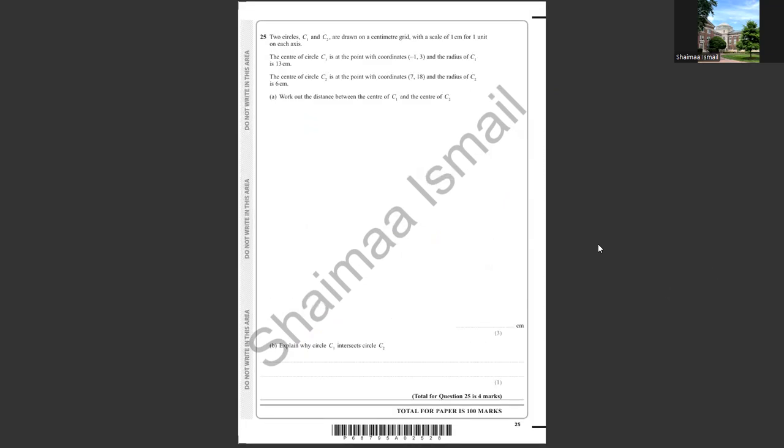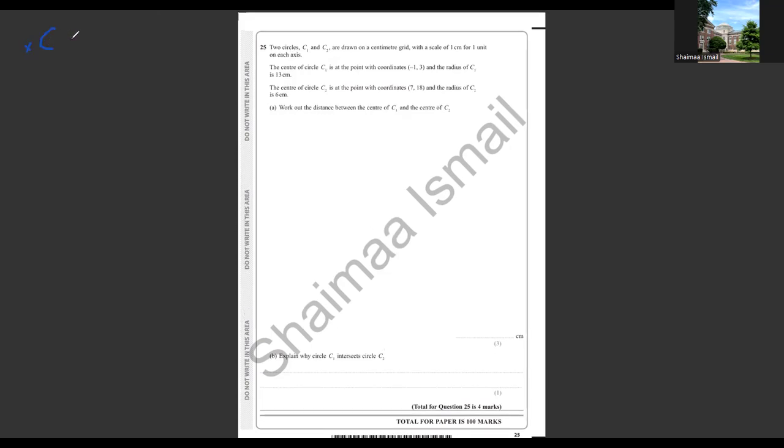25. Two circles, C1 and C2, are drawn on a centimeter grid with a scale of 1 centimeter for 1 unit on each axis. So here we have to analyze this. We have C1 and we have C2, and they are drawn on a centimeter grid with a scale of 1 centimeter for every 1 unit on each axis.